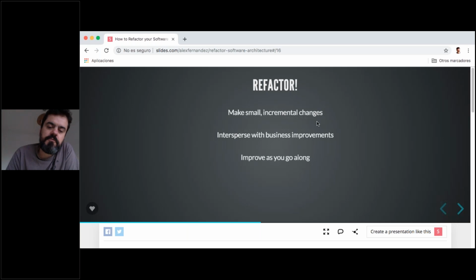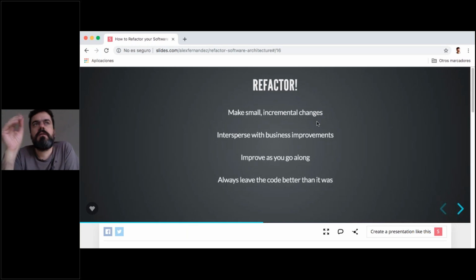Just improve the system as you go along and leave code better than it was. When you arrive at a function to modify something, just improve the function, modernize it, and then do the changes that are required. This is going to allow you to have a much better system as you go along.